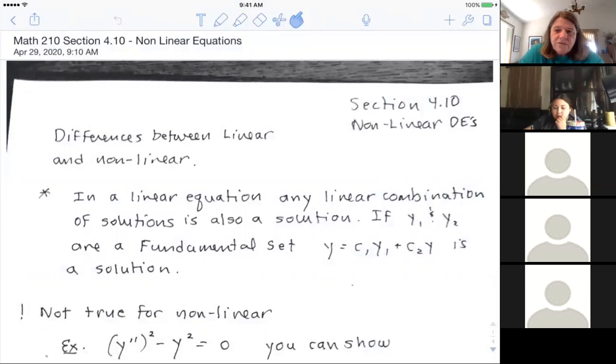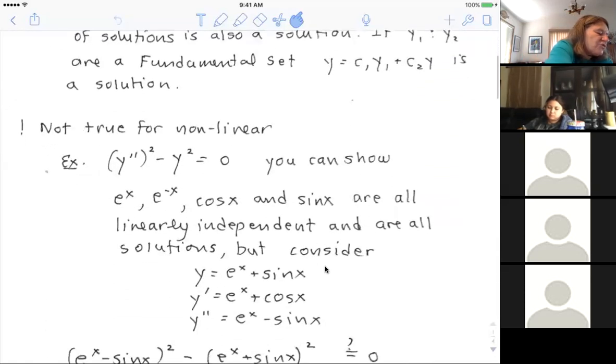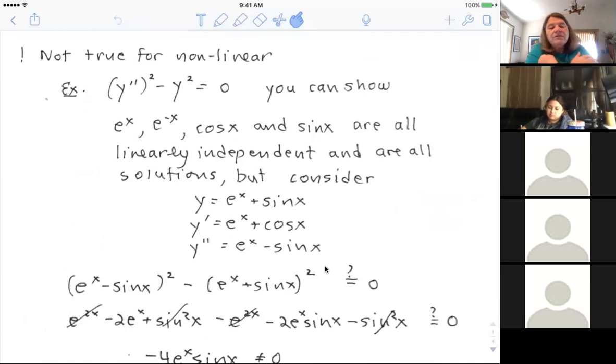It turns out that, and this is the theory that we've learned, if you've got a linear equation and you have the fundamental set, you have linearly independent pieces, you can write any solution as a linear combination of those things. And any linear combination is a solution. Okay? That turns out not to be true for nonlinear.